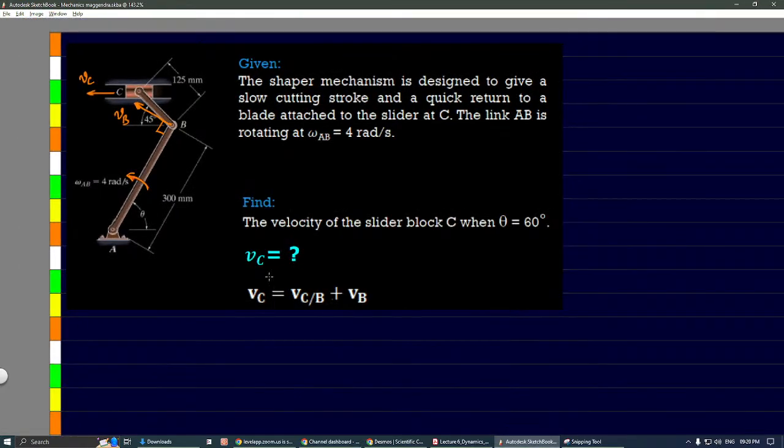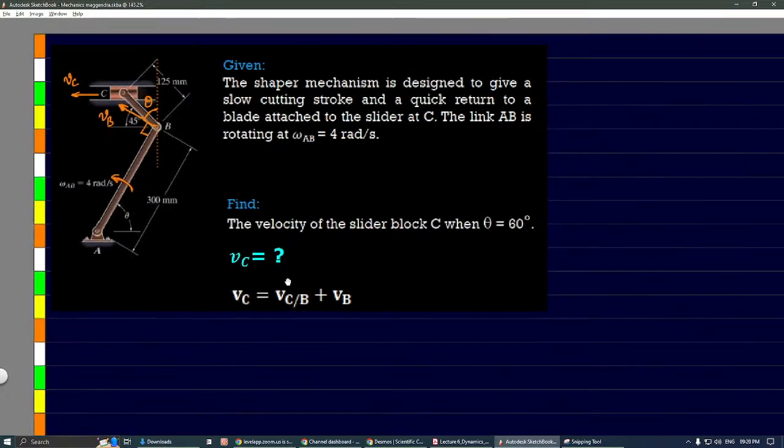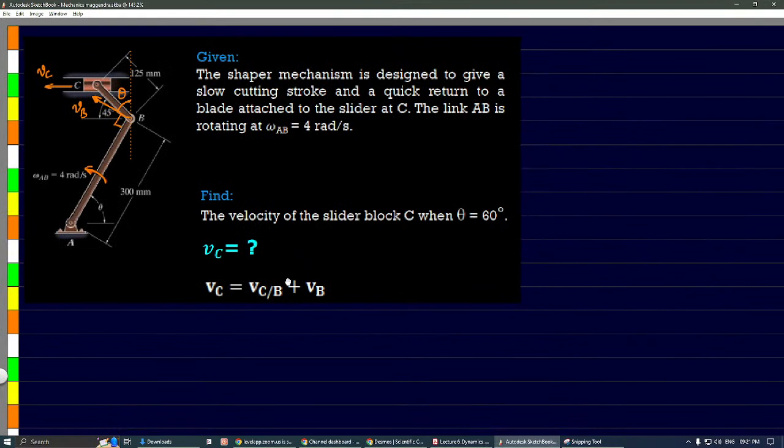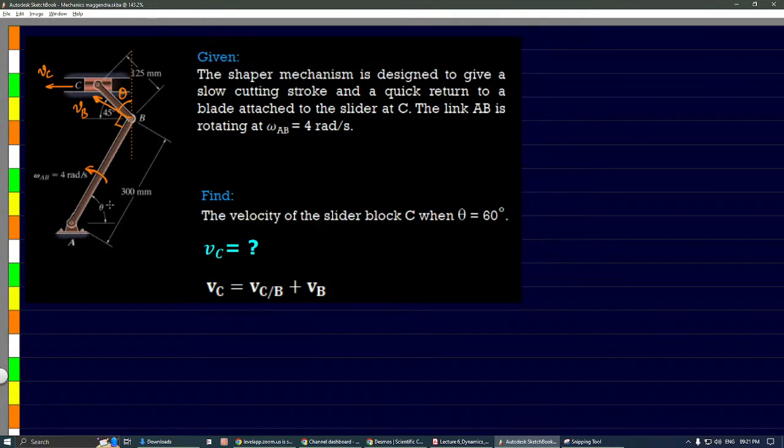Perpendicular to AB. If this angle is theta, then this angle will also be theta, right? Theta equal to 60 degrees. He has given the value of theta also 60 degrees. So here also this will be 60 degrees.